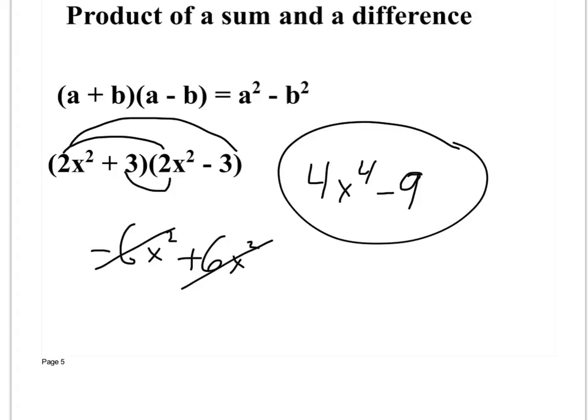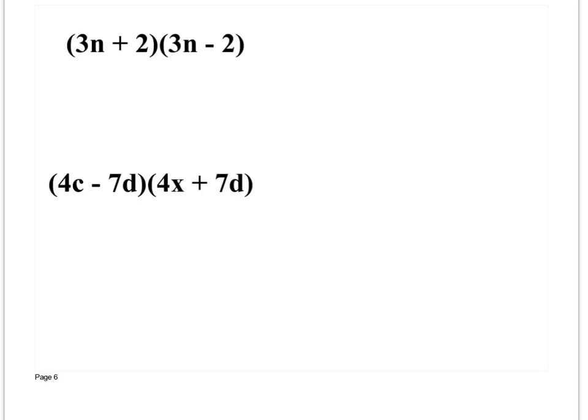So that's my answer. So I look at this, I see that 3n plus 2 times 3n minus 2 is the product of a sum and a difference. They're the exact same thing. So what I do is I square the first thing, and I subtract the square of the second thing. That's all I do.